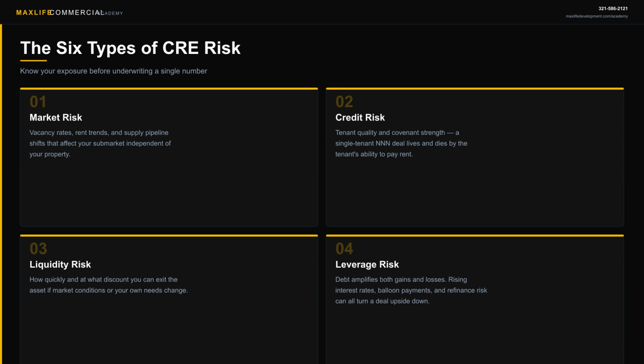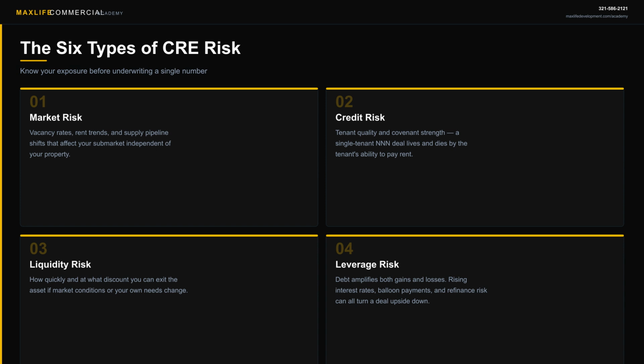Credit risk is about the tenant, their financial strength, their lease term, and whether they have personal or corporate guarantees backing the rent. A 7 cap with a strong investment grade tenant is a fundamentally different investment than a 7 cap with a local restaurant on a month-to-month. Liquidity risk is about your exit. Commercial real estate is illiquid by nature. Smaller assets in secondary markets can take 6 to 18 months to sell, and in a downturn, that window extends further.